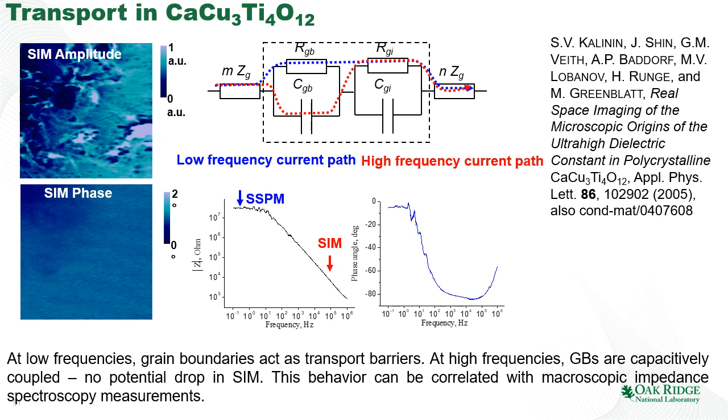That means that when we do measurements at low frequency, the KPFM measurement, we follow the blue path. We have the resistance on the grain boundary as the relevant element, and we see the potential drops on the grain boundary. At high frequency, corresponding to impedance microscopy, the capacitance becomes the relevant element, so the grain boundary is basically shorted through the capacitive element, and we don't see a change in the SIM phase and amplitude across the grain boundary. So these measurements confirm that the ultra-high dielectric constant of this material is a purely grain boundary phenomenon, because the grain boundaries are active elements of the equivalent circuit at low frequencies, and they're irrelevant at high frequencies.